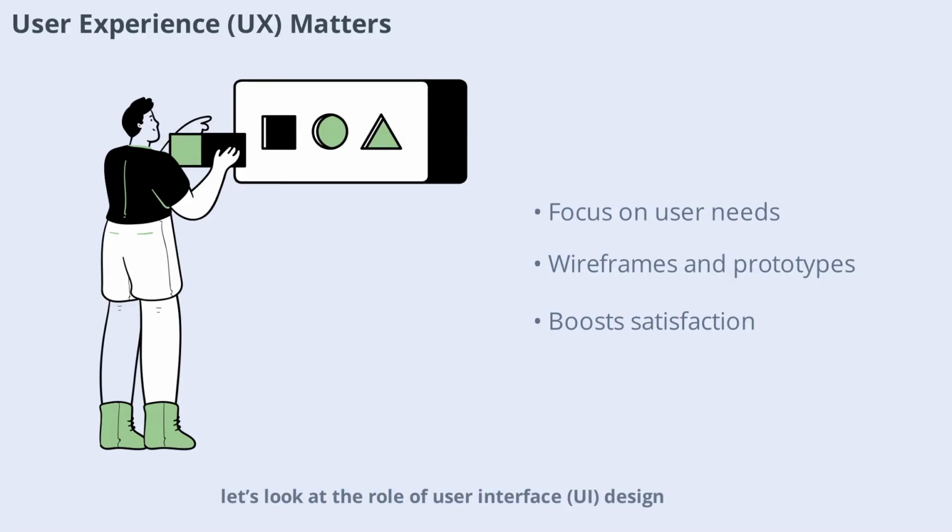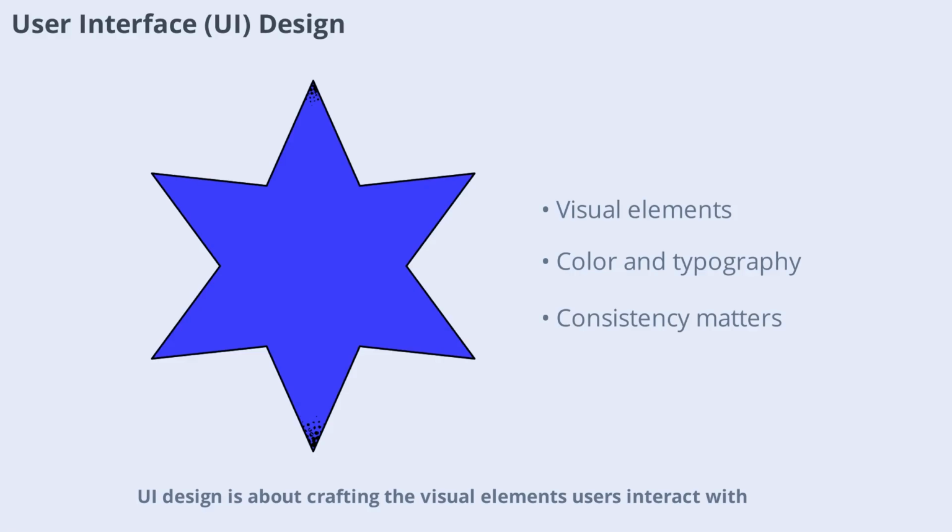Next, let's look at the role of user interface, UI design. UI design is about crafting the visual elements users interact with, such as buttons, menus, and icons. A well-designed UI is both attractive and functional. Designers use color schemes, typography, and layout principles to guide users through a website. Consistency and clarity are key to a positive user experience. UI and UX often overlap, but each brings unique value to web development.